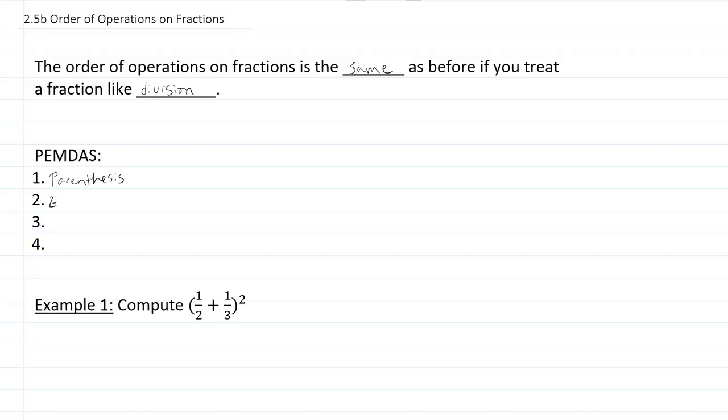Number 2, we do exponents. Then we compute multiplication and division. And lastly, we do addition and subtraction.